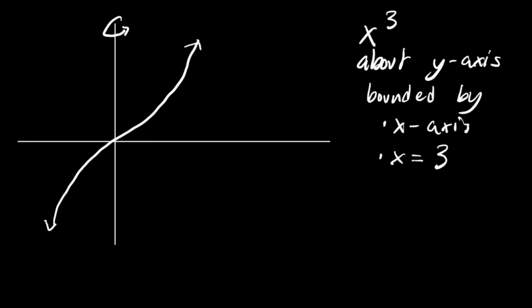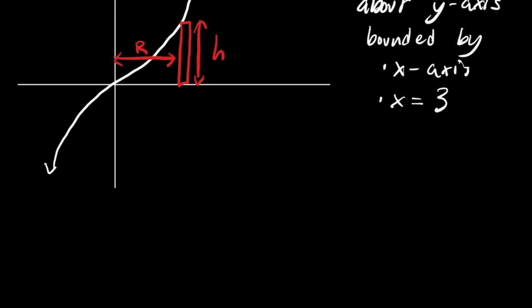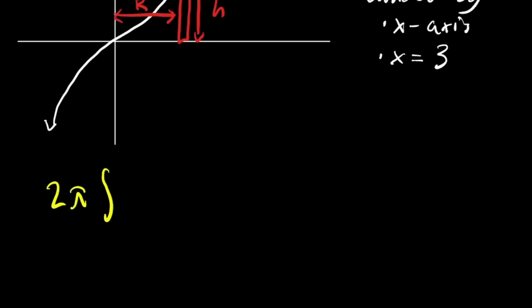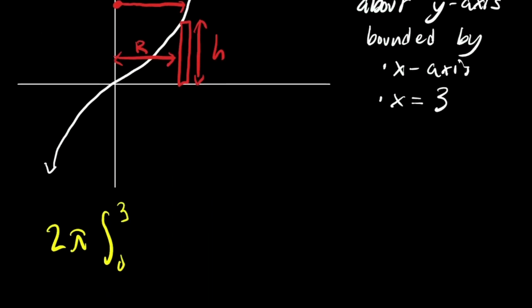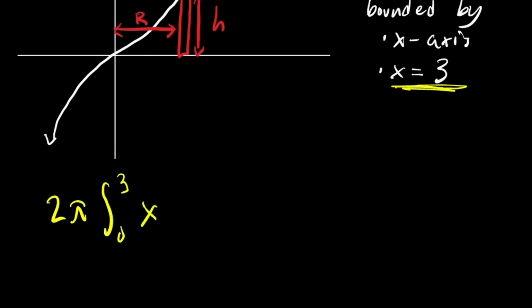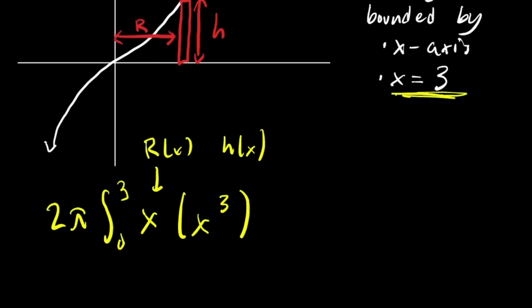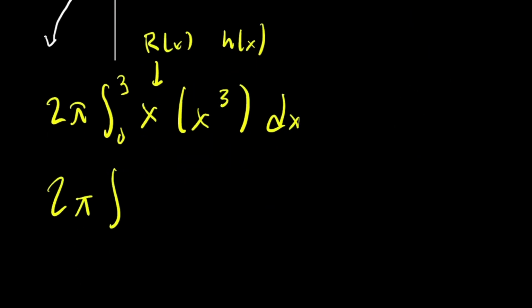We're rotating about the y-axis, which means our rectangle will be parallel to the y-axis. So this is our h, and this is our r. In this case, our r will simply just be our x because we're measuring how far along we are in the function. So let's write out our function. We have 2 pi times the integral from 0 to 3, because that's what we're bounded by, of x, which is our r of x, times h of x, which will be this distance here, which is our function, x cubed dx.